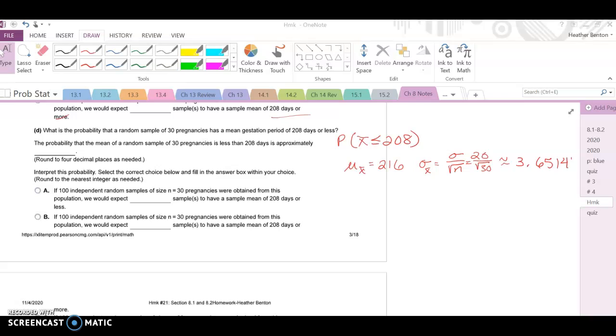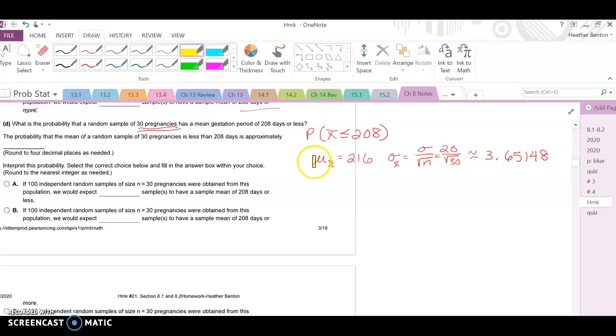Okay, so on part D, what is the probability that a random sample of 30 pregnancies has a mean gestation period of 208 days or less? So, if you're like me, you're like, well, what did they change? It's still 208 days or less. Why isn't it the same answer as last time? Well, what they changed on us is the sample size. And because we're still doing a sampling distribution, you're going to have to adjust.